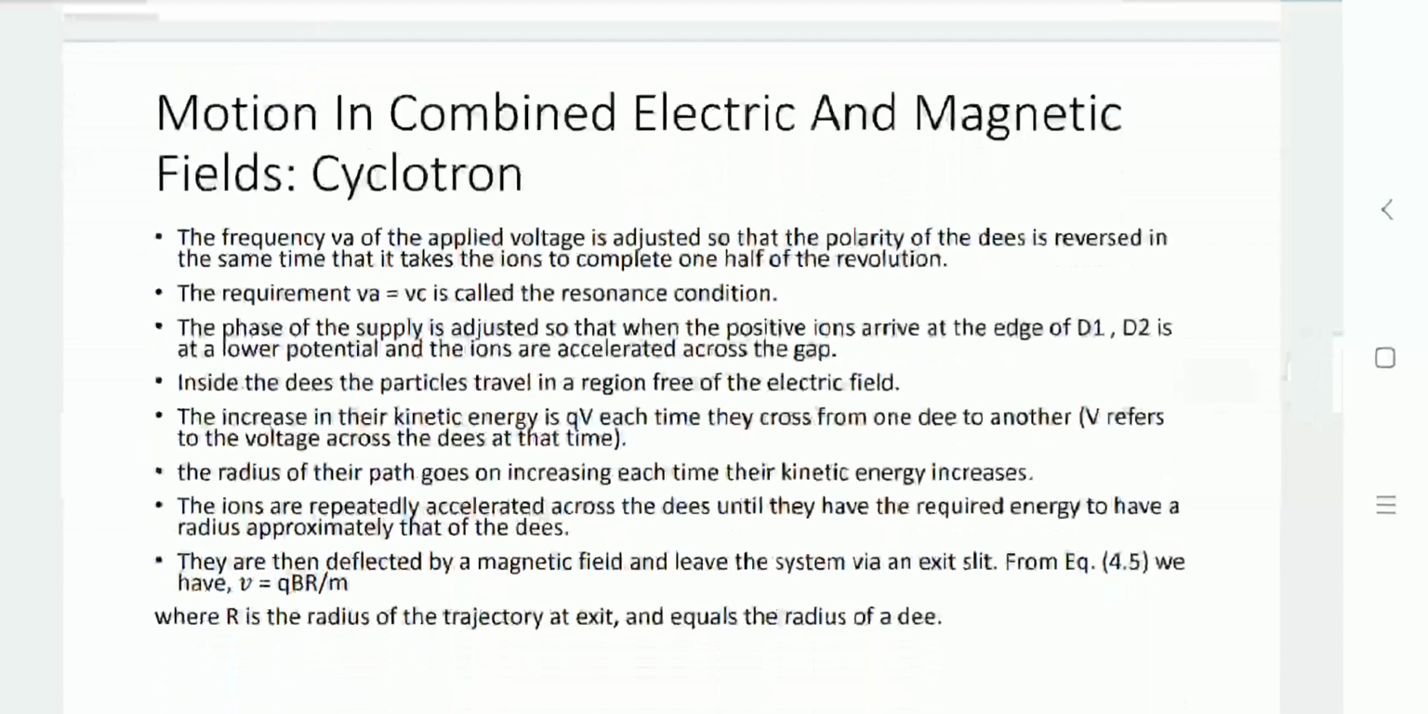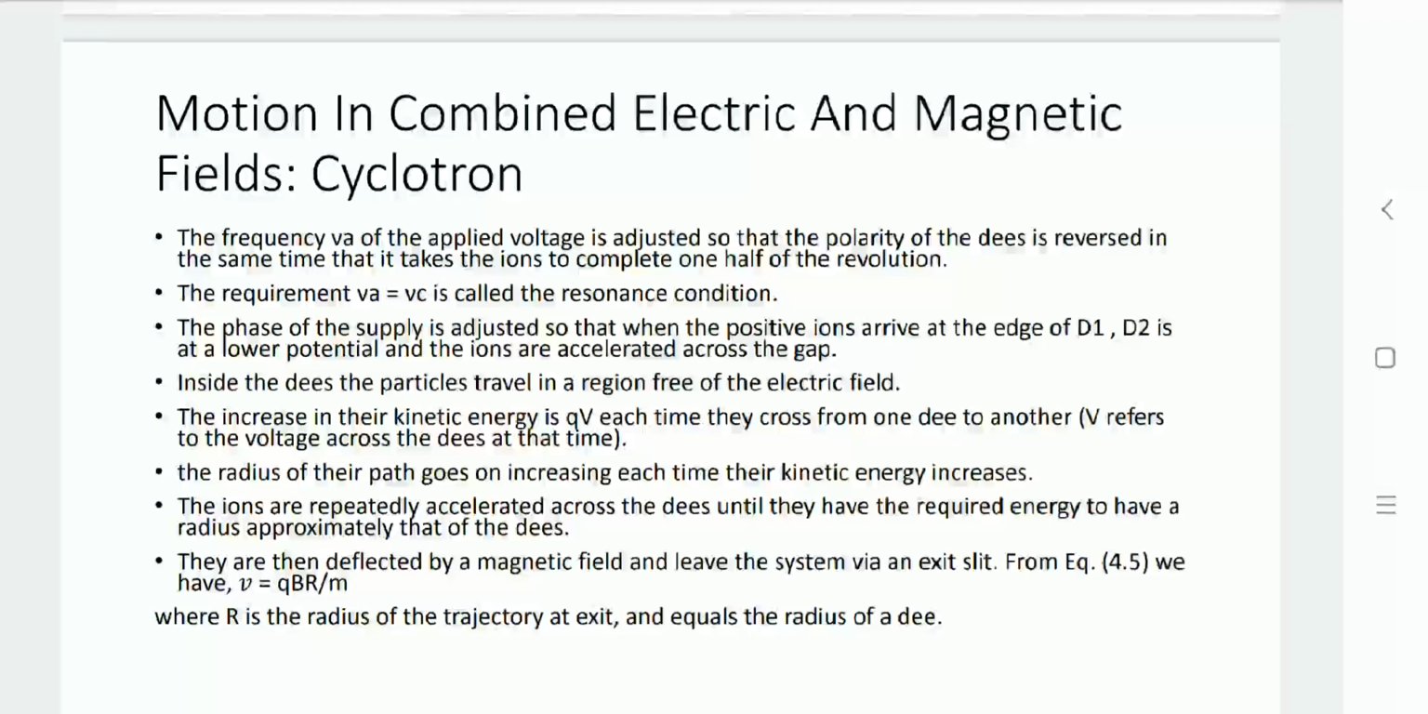So the frequency Va of the applied voltage is adjusted so that the polarity of the Ds is reversed in the same time that it takes the ion to complete half of a revolution. So it is noted that Va equal to Vc is called the resonance condition. Va is the frequency of the oscillator, applied from the input, and Vc is the frequency at which the charged particle completes one revolution. If both frequencies are the same, that is called the resonance condition.